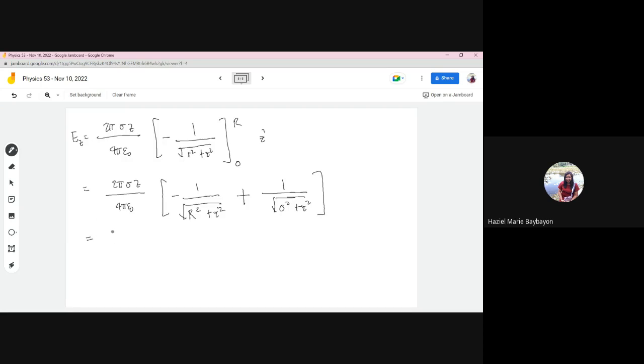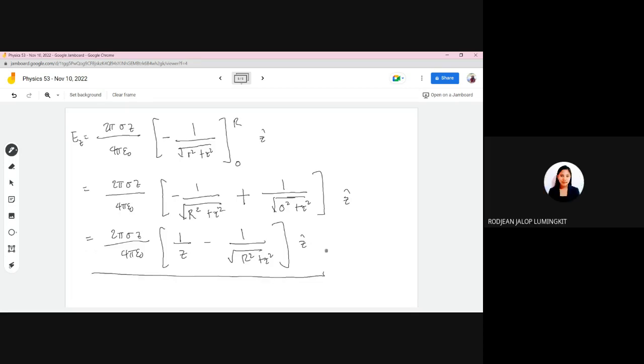So, ito lang ni siyang i-rewrite. Sigma z over 4 pi epsilon naught. Kini siya is 1 over z squared. This is 1 over z. And then, balhin ni siya na to diri para nindot lang tawon. 1 over the square root of r squared plus z squared. Of course, you have z hat here. Okay? So this is for a circular disk.